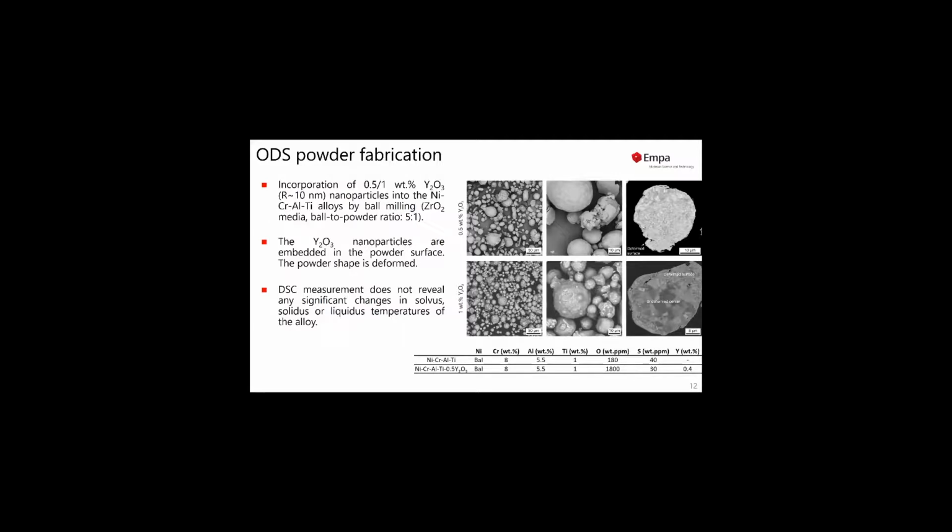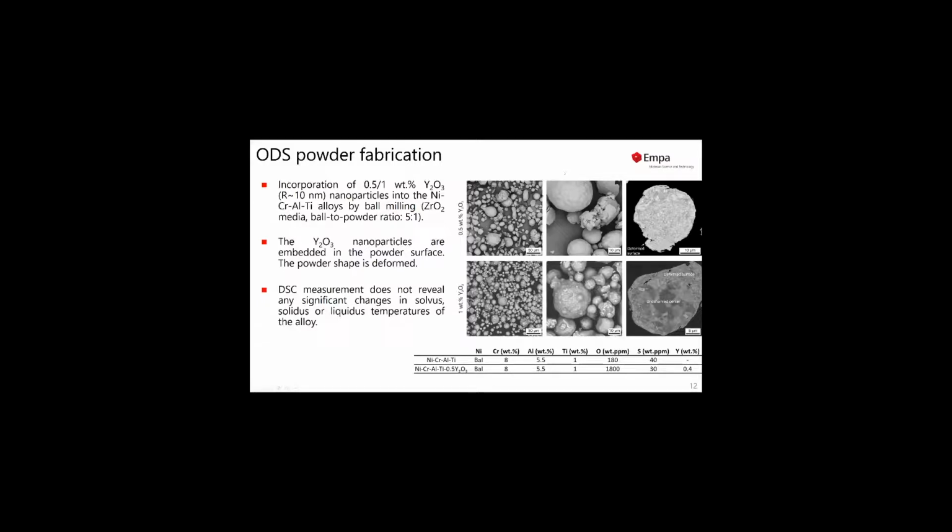Because of our experience from the former project, we knew that we have to go for ball milling in order to really keep the oxide particles in our metallic powder. We had blends of 0.5 and 1 weight% yttria with a radius of about 10 nanometers. That was blended into our base alloy and ball milled.